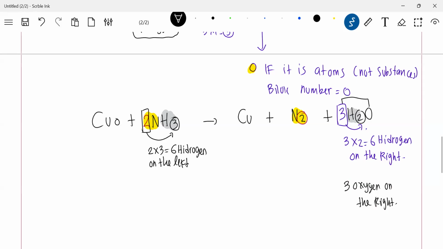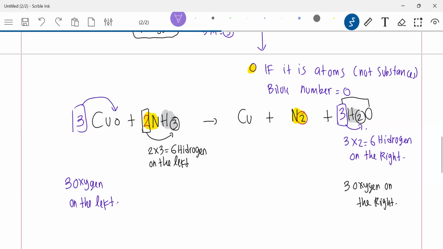So to make it balanced, you have to write down 3 on the left. So it becomes balanced. 3 times 1 is 3. Okay, so there are 3 oxygen on the left. Okay, you get it? Any questions, Adiva? No? Okay.